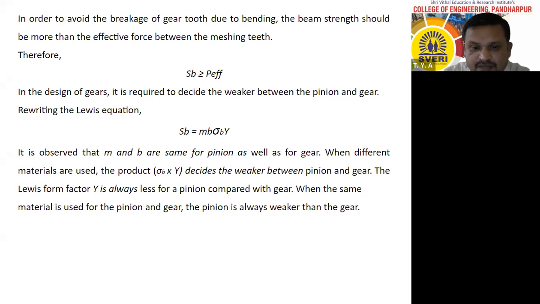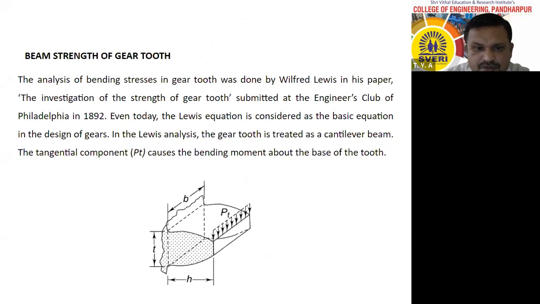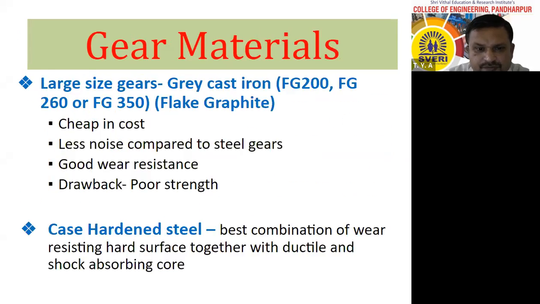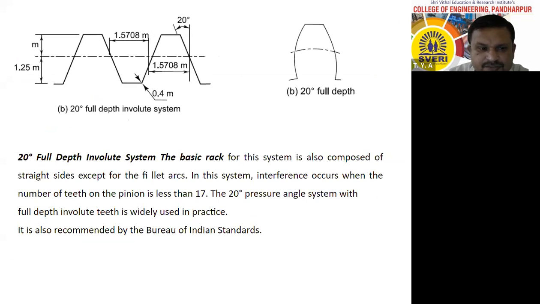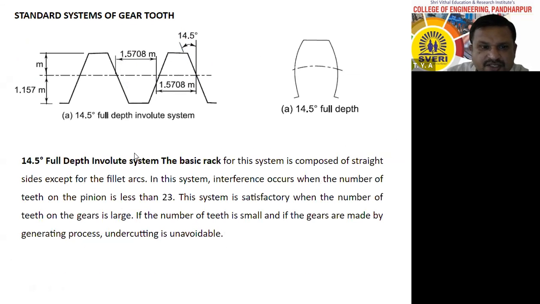We have seen the standard proportions of gear tooth. Once you determine M, see that these are the standard proportions. Addendum is equal to module. Dedendum is 1.157 M. You just have to multiply 1.157 into M, and you will get the dedendum.